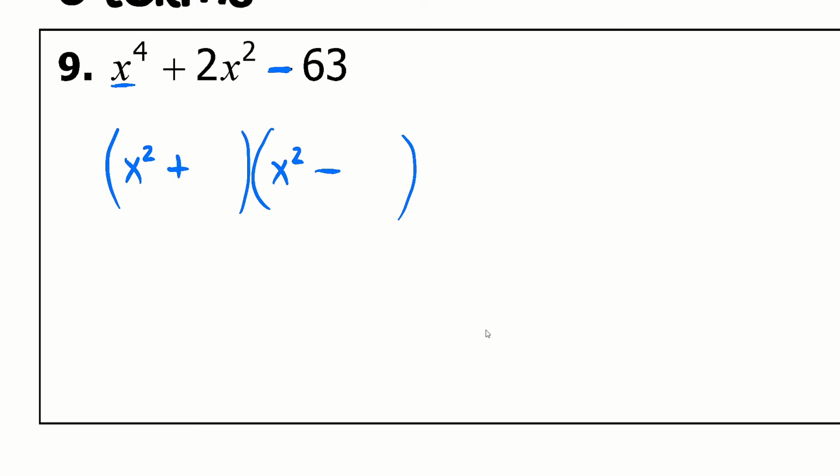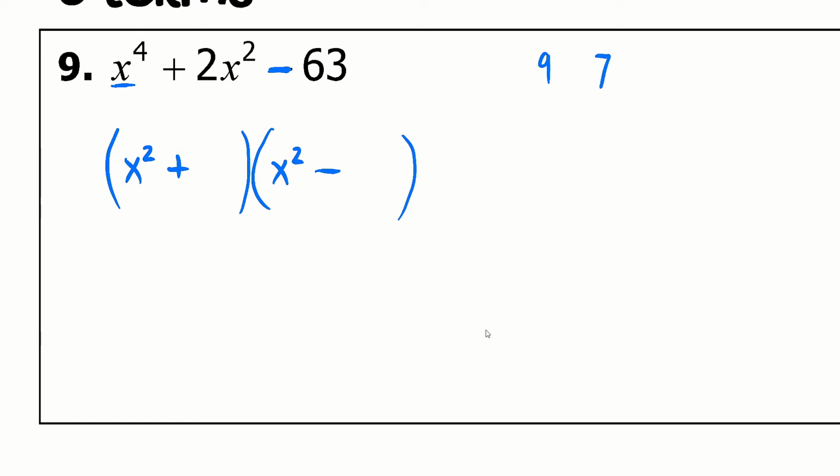So we're looking for the two numbers that will accomplish two things. Multiply to get 63, have a difference, because those signs are opposite, have a difference of 2. So that is 9 and 7. 9 and 7 will accomplish what we want it to accomplish.